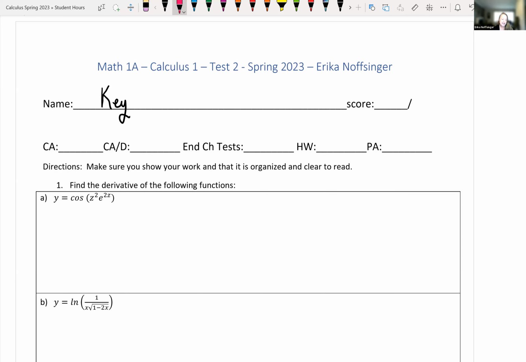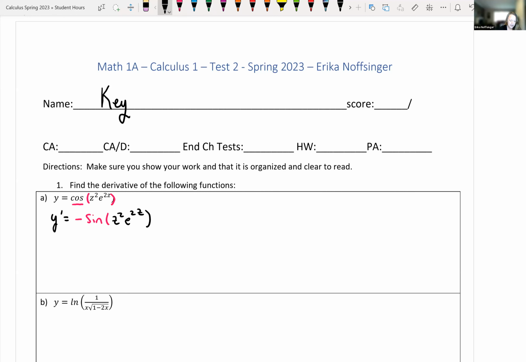Part A says y is equal to cosine of z squared times e to the 2z. So looking at this, I noticed that we're going to need to use the chain rule. Our outer function here is cosine of this z squared e to the 2z. So when we're taking the derivative, we take the derivative of our outer function. So the derivative of cosine is negative sine. Keep the inner function the same, which would be z squared e to the 2z.